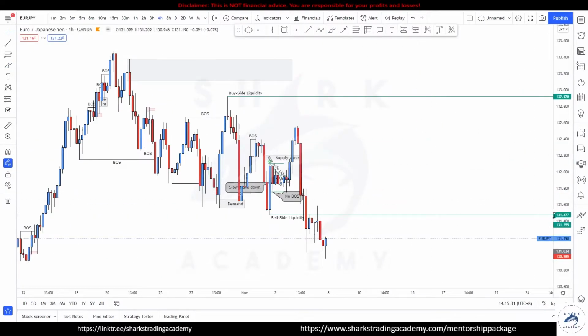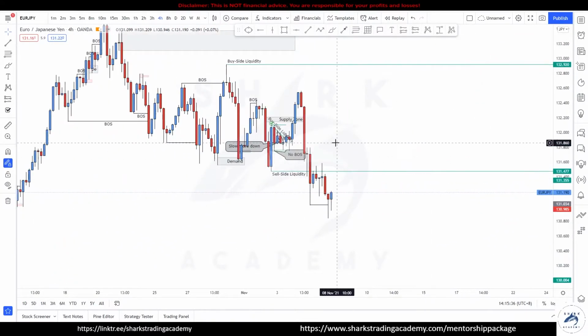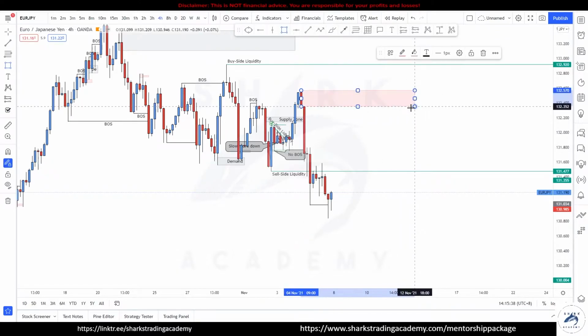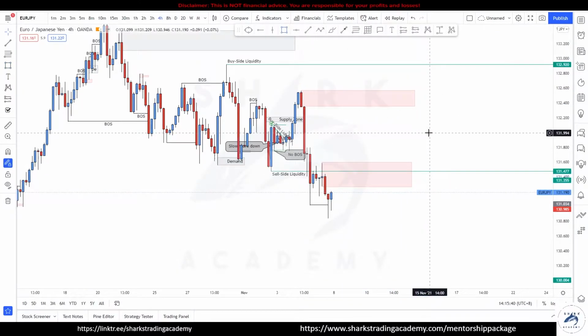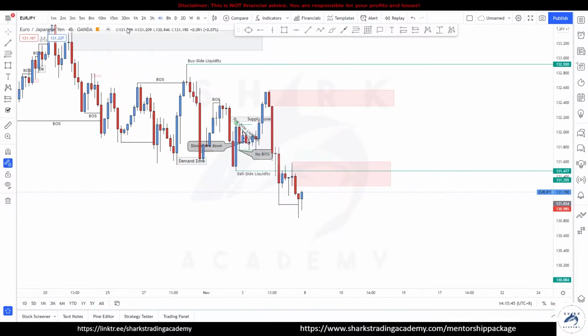Next up, we have the Euro Yen. So you can see we are trying to sell for Euro Yen. And where are you trying to sell from? You're going to sell from here and here. Okay, and understand that this is an entire 4 hours supply area. So you can go down to the lower time frame.